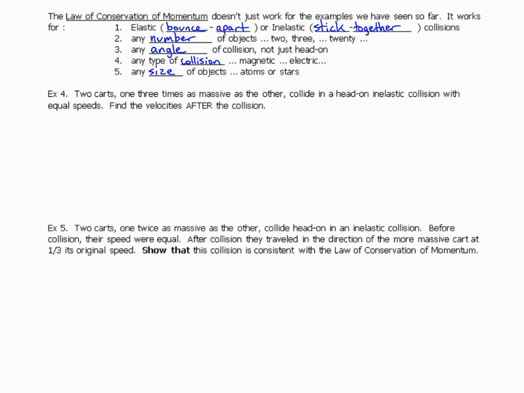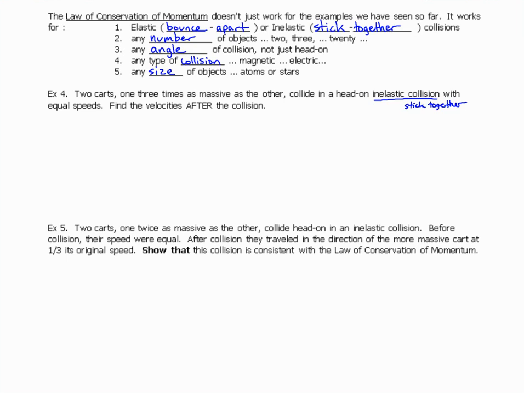Example 4. Two carts, one 3 times as massive as the other, collide in a head-on, inelastic collision with equal speeds. Find the velocities after the collision. So this is an inelastic collision, so they are going to hit, they are going to stick together. That's always an important piece of information in the question. What type of a collision is it?